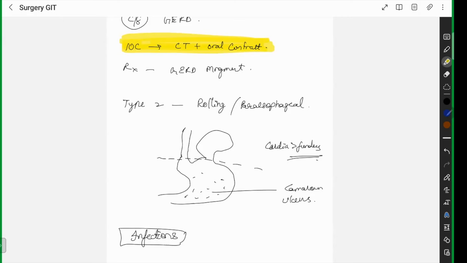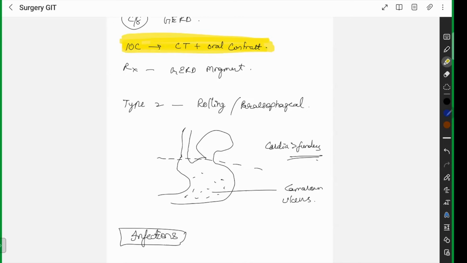You have your types of fundoplication. Number one, Nissen's fundoplication. Number two, Toupet's fundoplication. Number three, the Dor fundoplication. Number four, you have the Belsey Mark IV fundoplication. And you have other types of fundoplication also, apart from the ones I gave when I took the class yesterday.